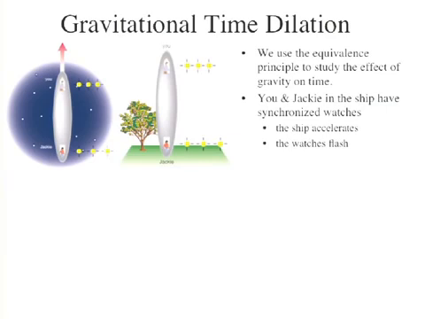Now, you synchronize your watch with Jackie. You go down and compare watches, and they're beating at a certain rate. Now, meanwhile, the ship accelerates, and the watches flash. Bang, bang, bang. What do you see for the watch flashing? You are going up away from that flashing light that she sends to you. She sends to you a beam which you see receding from you, or at least it's not moving as fast. And the Doppler shift means it's going to be a little bit longer between intervals.